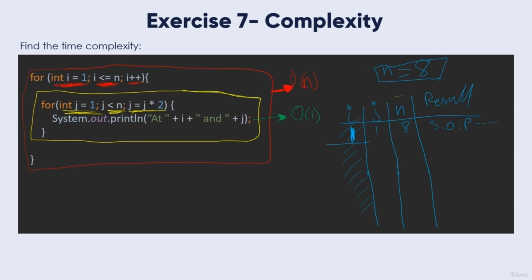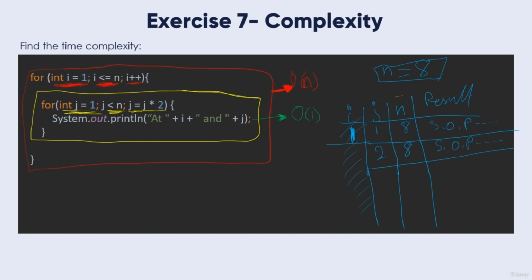Is j increased by 1? No, because j equals j times 2. So j is increased by the product, not by plus plus. So the new j is equal to the old j, which is 1, times 2. So the new j is now 2. Okay? n is 8 because it's constant, and the result is executing system.out.print. Okay?